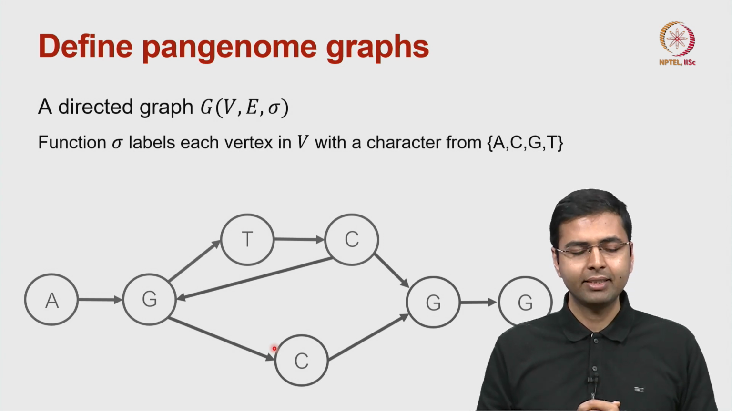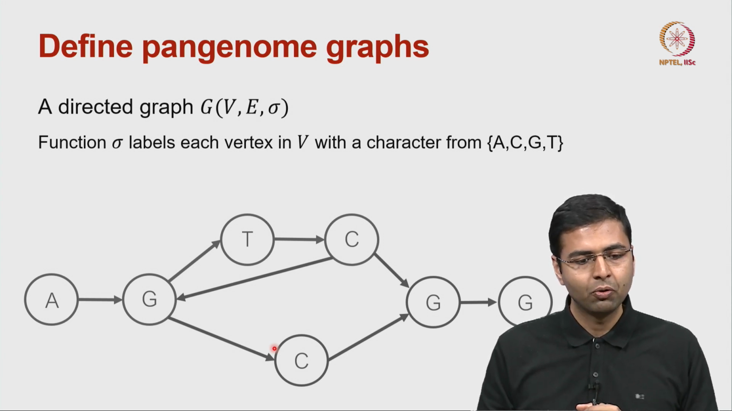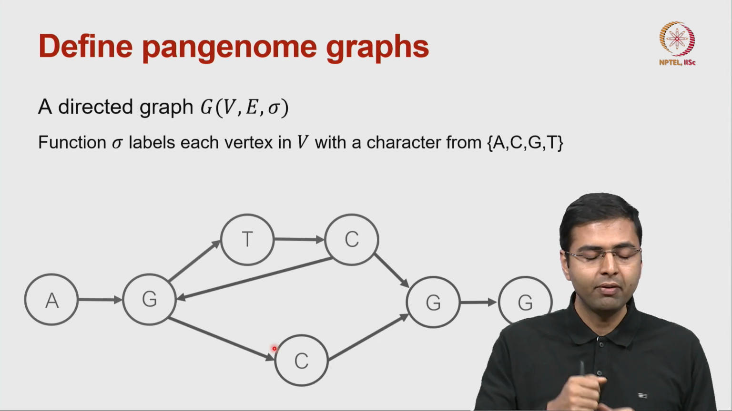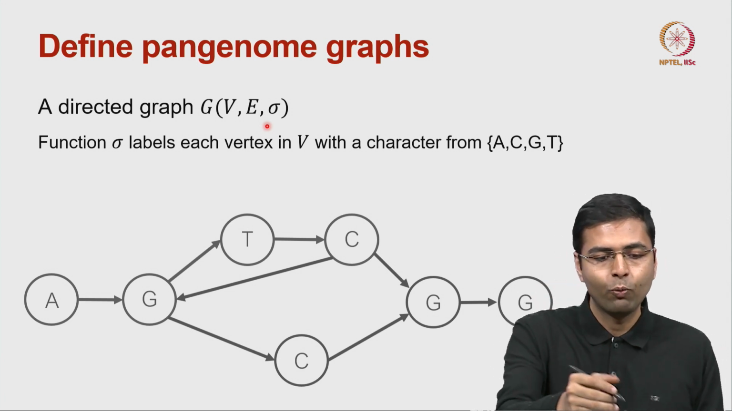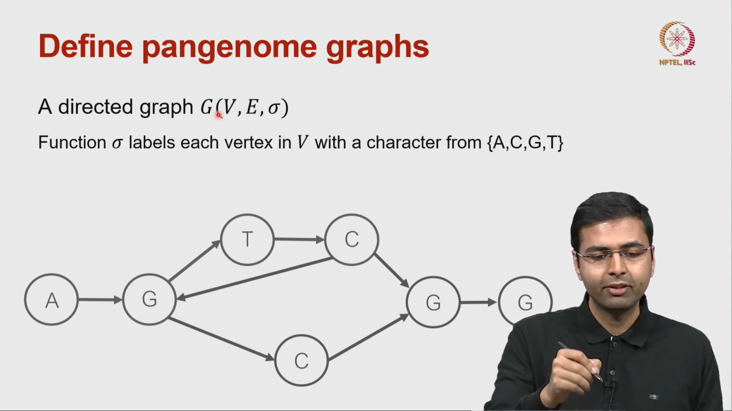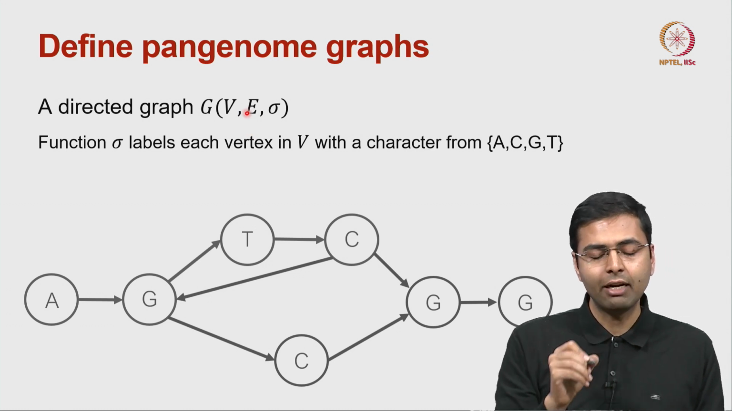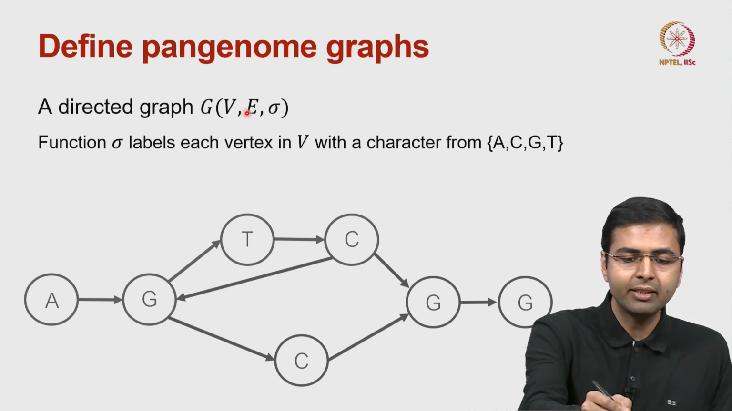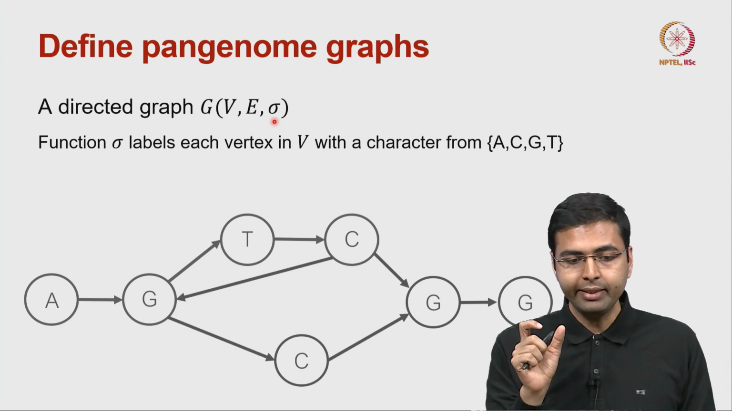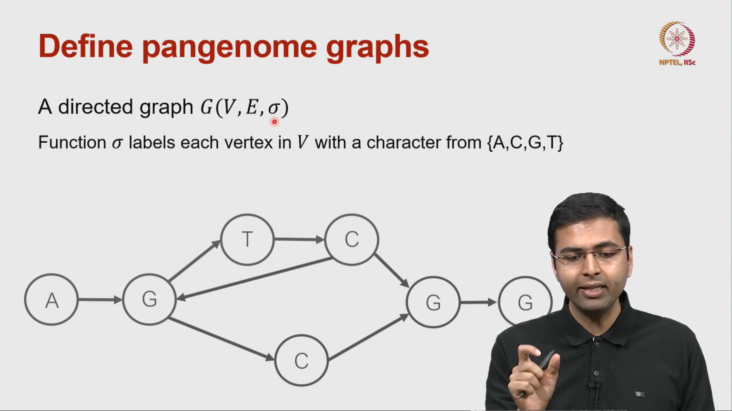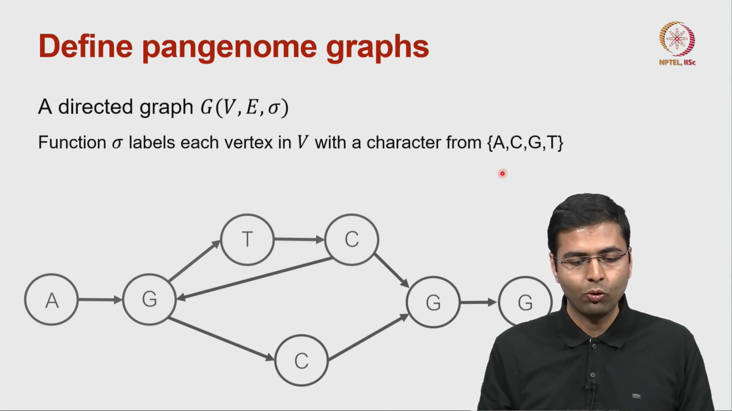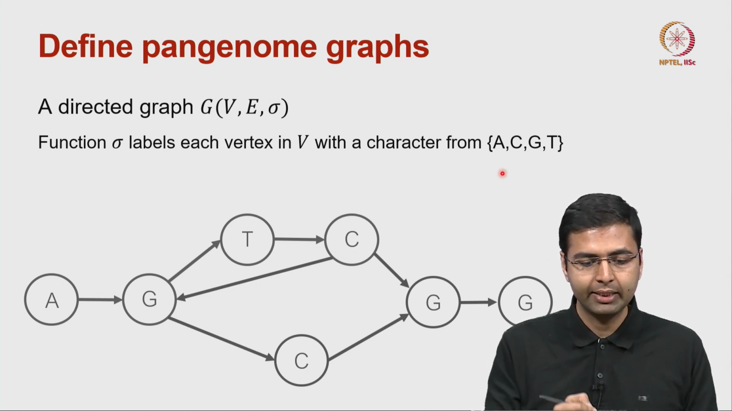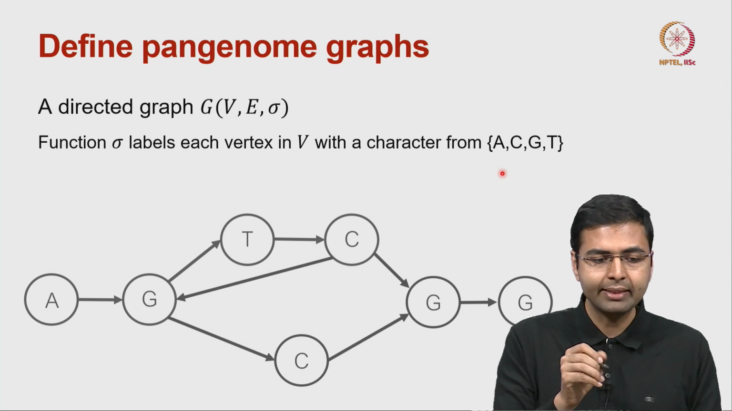As a first step, let us define the pangenome graph. We will define this pangenome graph as a directed graph G = (V, E, sigma), where V denotes the set of vertices in the graph, E denotes the set of edges in the graph, and function sigma labels each vertex in set V with a character from the DNA alphabet. So, an example is shown below. This is a directed graph where each vertex is labeled with a character.